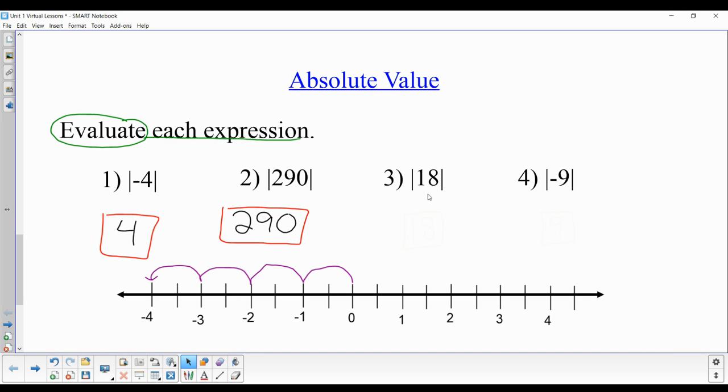The absolute value of 18 is really saying how far is 18 from 0 on the number line? It's 18 from 0 on the number line. Number 4, how far is -9 from 0 on the number line? -9 is 9 from 0 on the number line.